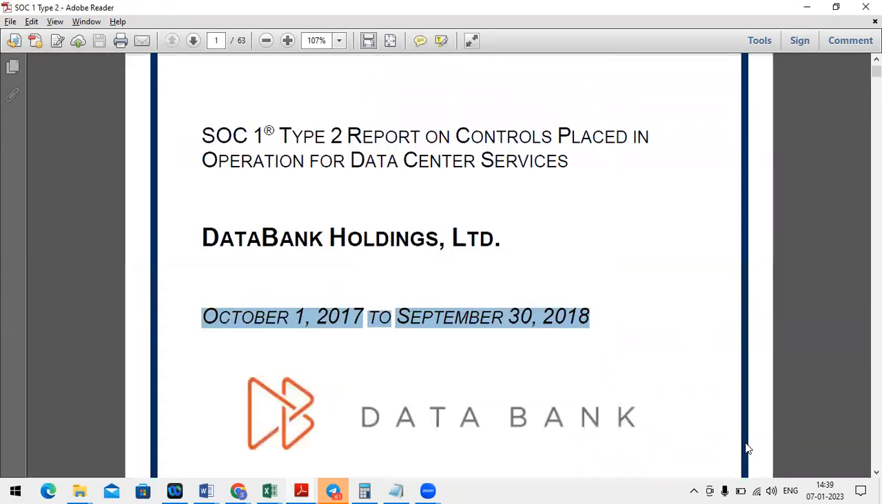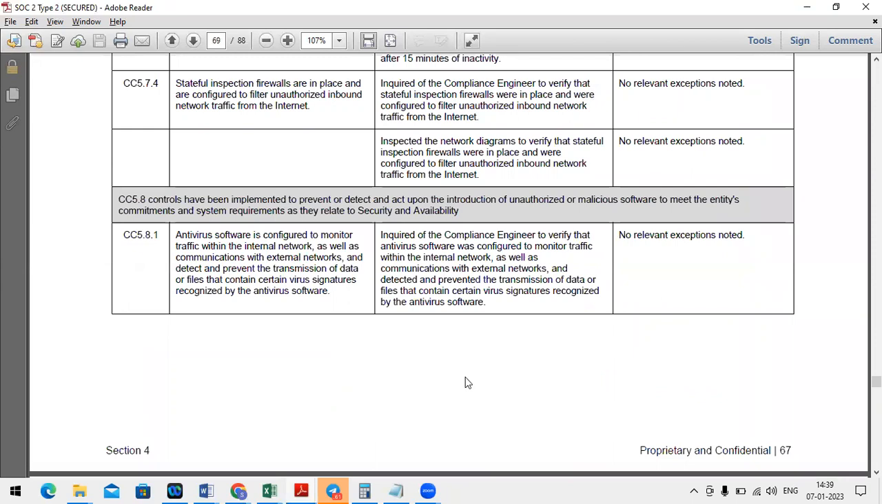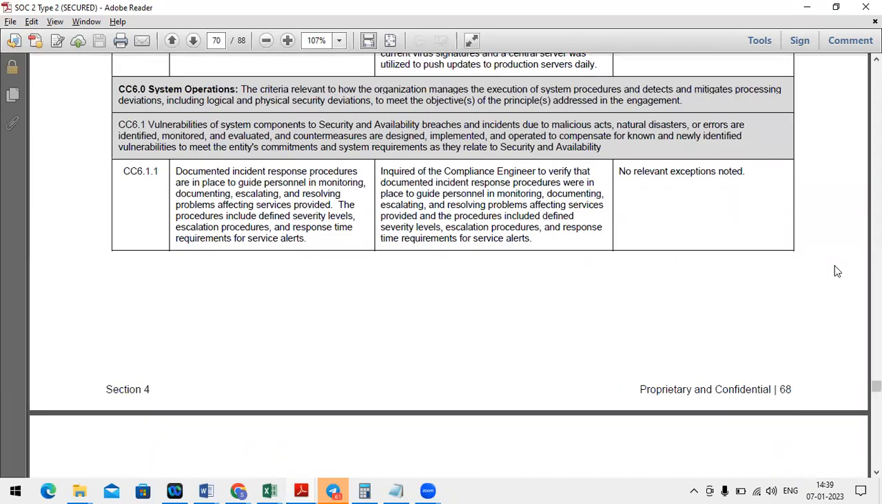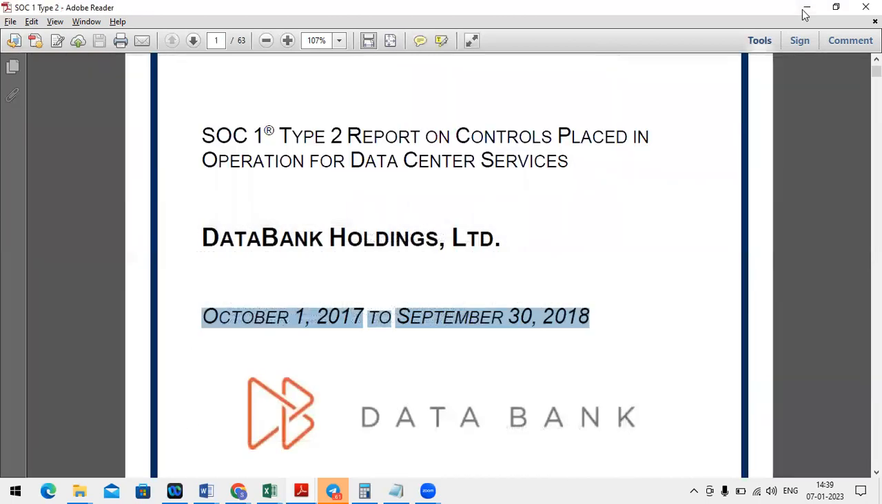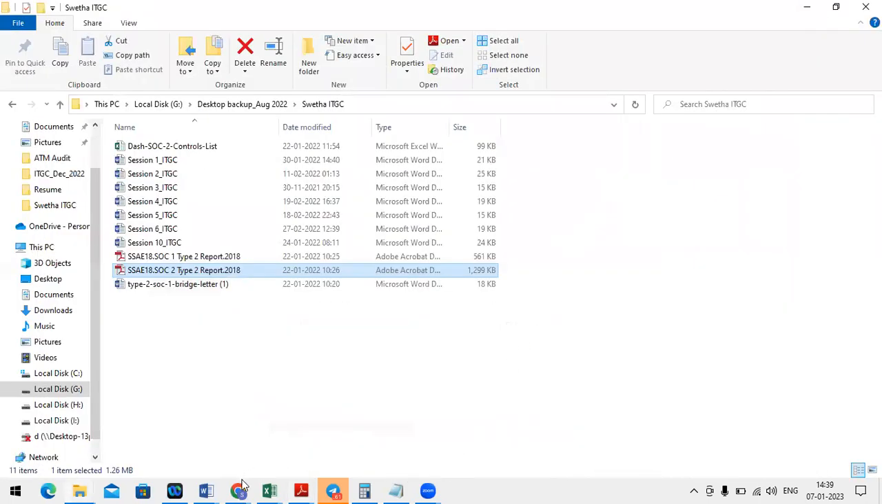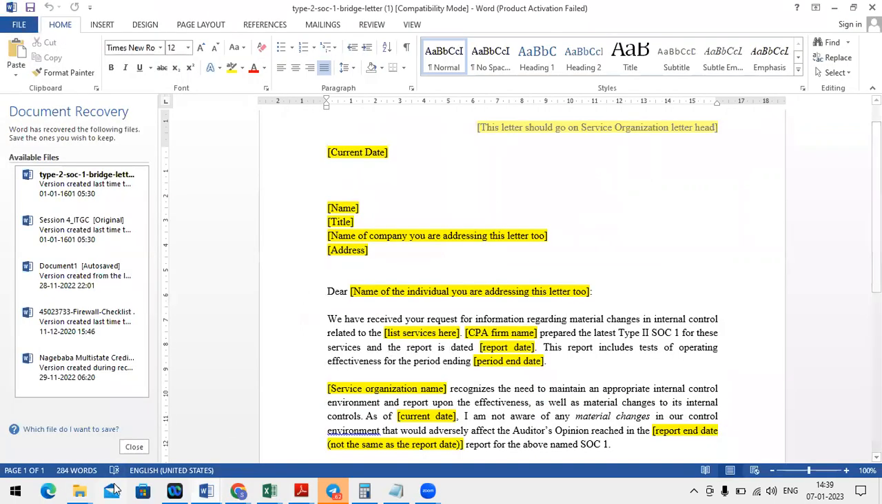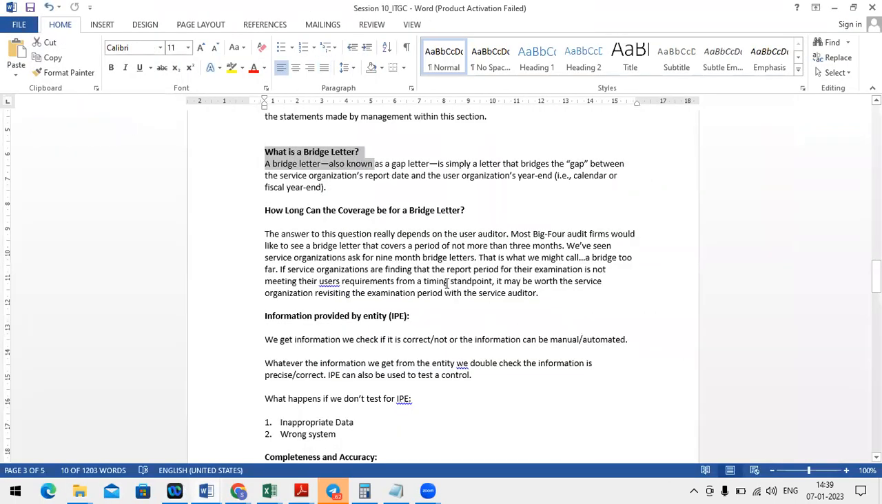Then we have the same kind of things here as well for SOC 1 and SOC 2 type 2. We have the same set of things here as well. Bridge letter is also applicable to SOC 1 and SOC 2. The interviewer can ask you what is SOC 1, what is SOC 2, how the SOC report looks like, what are the sections of the SOC report, what does each section mean, then what is a bridge letter.